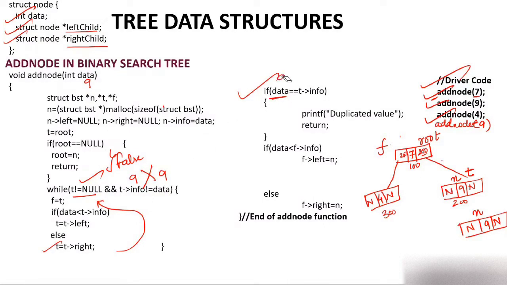Is data, data is what? 9, is equal to T's info. What is T's info? 9. Yes, this condition now becomes true. Yes, true. So I came inside and said what? Duplicate value, and return. I did not do anything. I simply returned. So this was all about adding a node in a binary search tree.